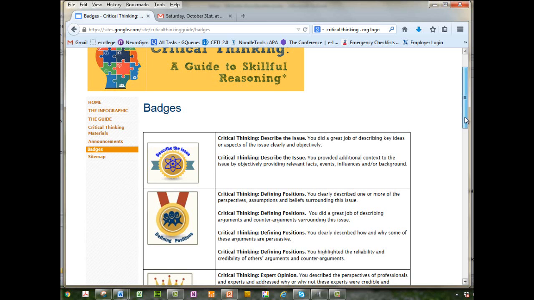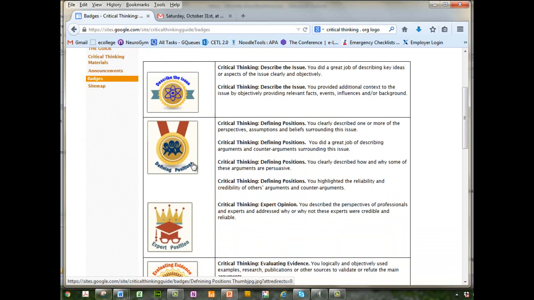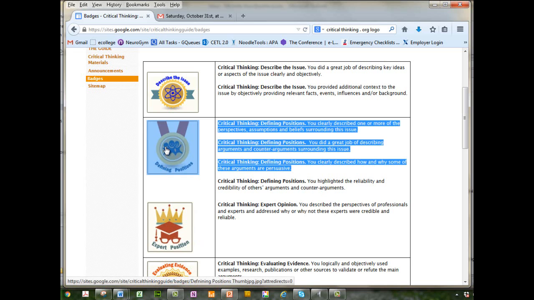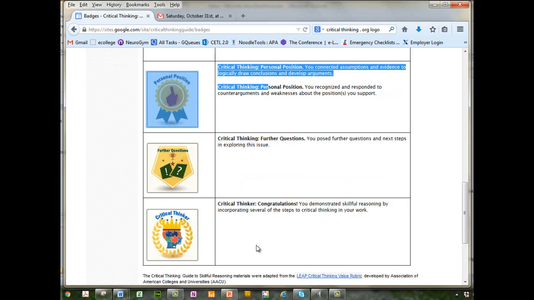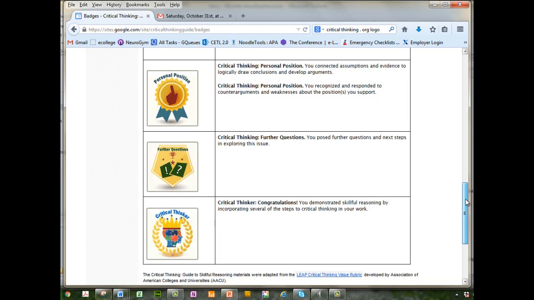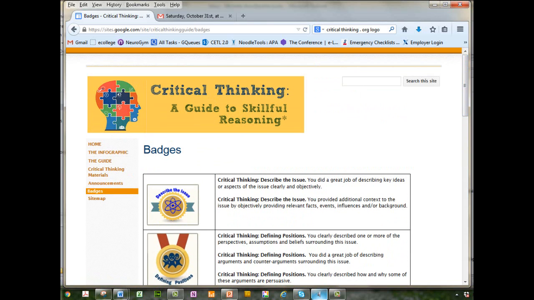In week 2, we focused on step 2, which was comparing different positions, examining positions. And so depending on whether they were looking at common assumptions or expert position, faculty could copy badges and again paste those into the classroom. And then finally, we also had a general critical thinking badge: In general, great critical thinking. You demonstrated skillful reasoning by incorporating several of the steps to critical thinking in your work. So these badges were used in the classroom.